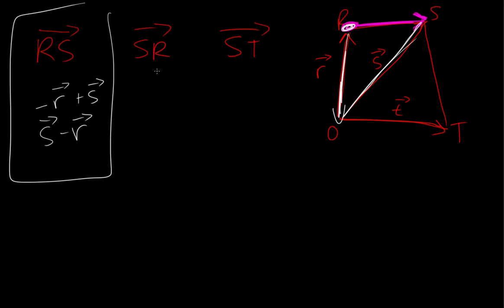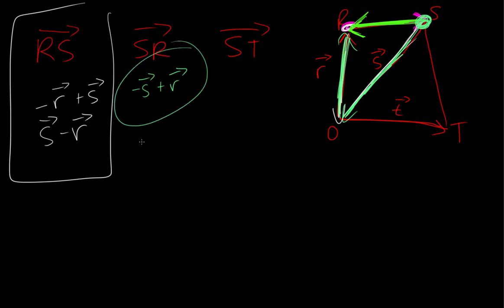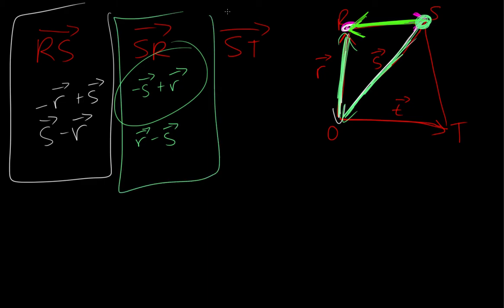So SR. We're looking for the same thing, but just backwards. So we're going to start at the beginning, go backwards on S, forward on R, and that's our answer. Once again, we could write it as R minus S if you like that way a little bit better. There we go.